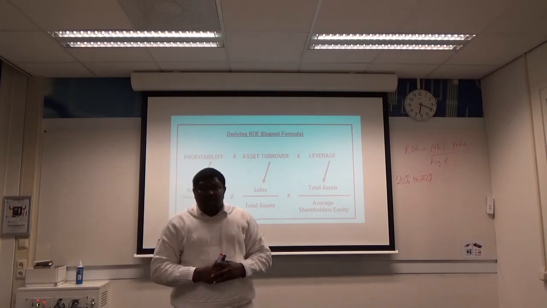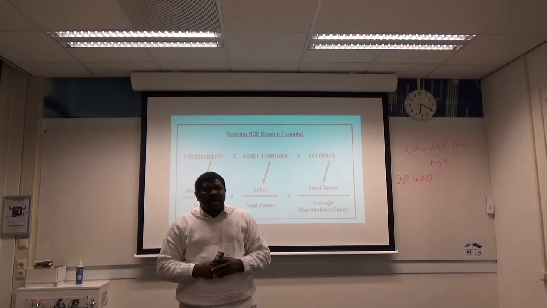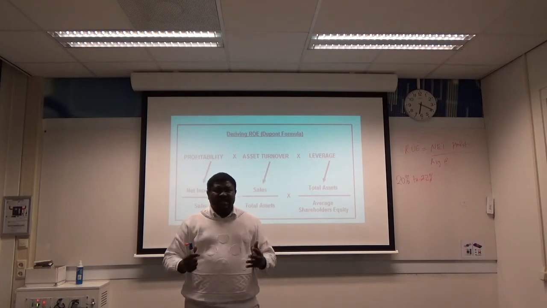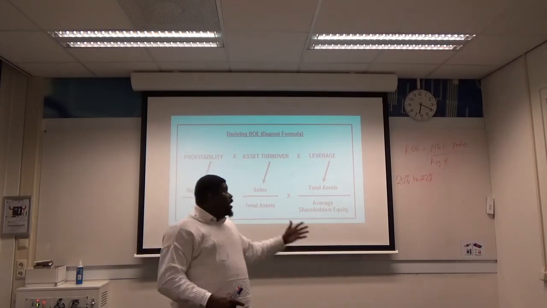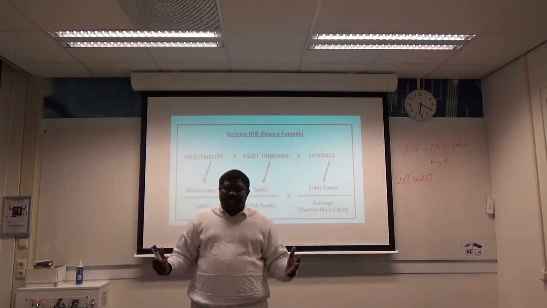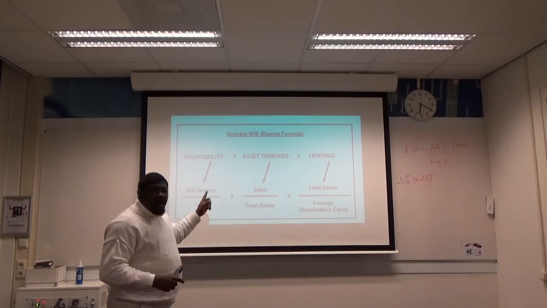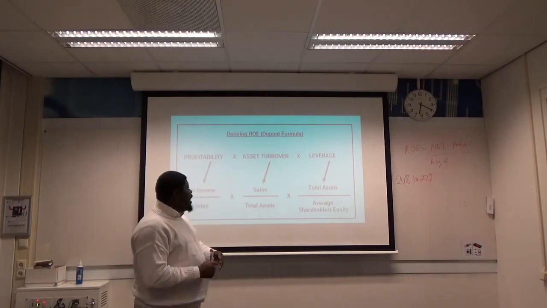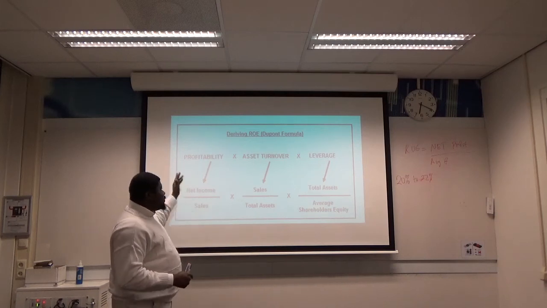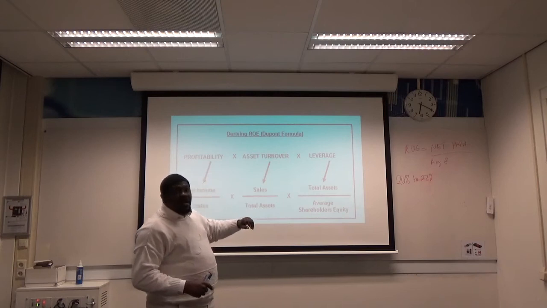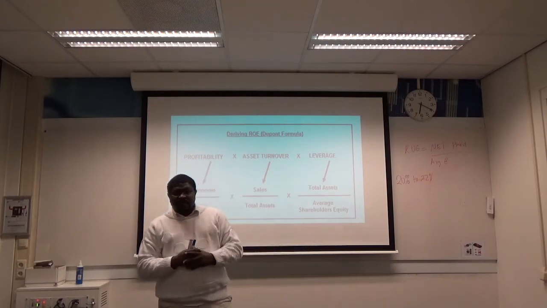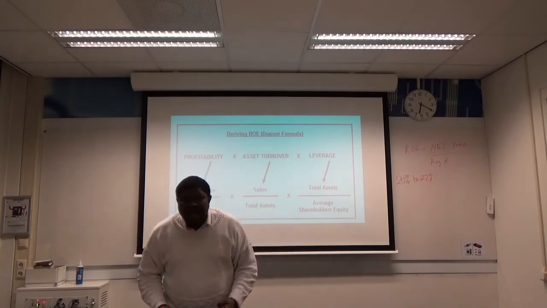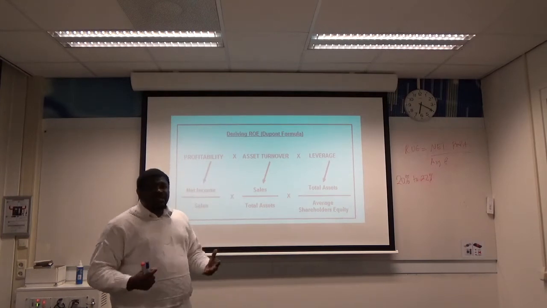Still talking about the DuPont analysis, maybe we should talk about its usefulness. Why is it important? Like I said, it helps to break the ROE into three constituent parts. It also helps to determine which of the constituents affects the ROE. Is the ROE affected by profitability, or by asset turnover, or by financial leverage? It also helps to identify what drives the ROE. Which of these constituents drives the ROE?